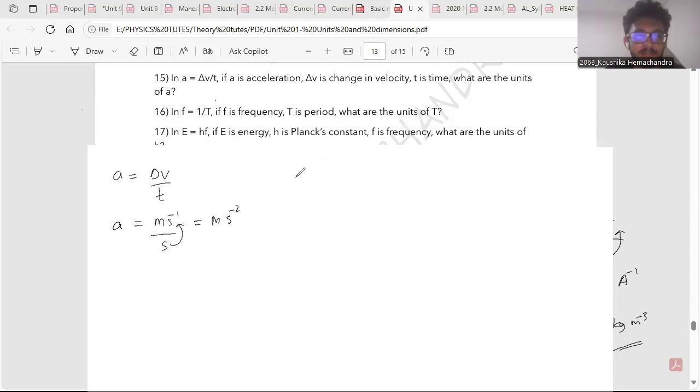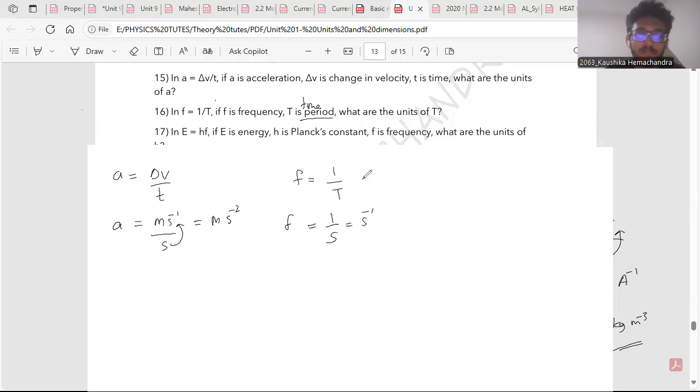So then the 16th one, you get F equals 1 over T. F is frequency, T is time period. Period in the sense it's time, okay? I should have written time period. So 1 over second is frequency, that is per second.